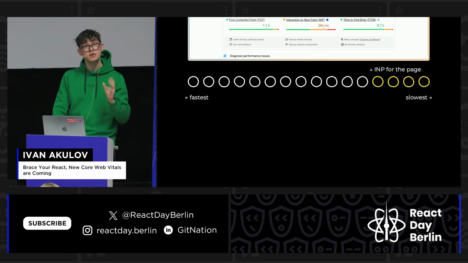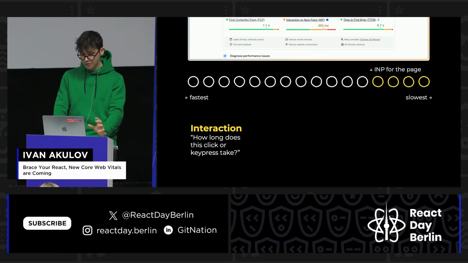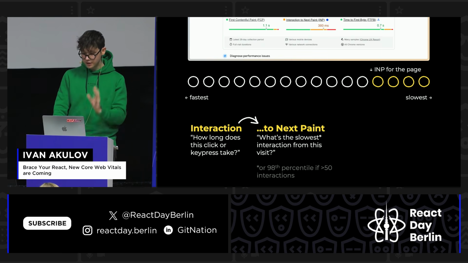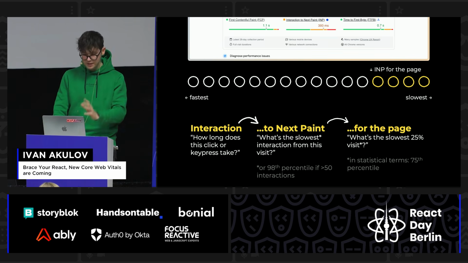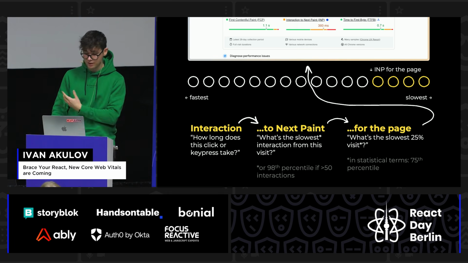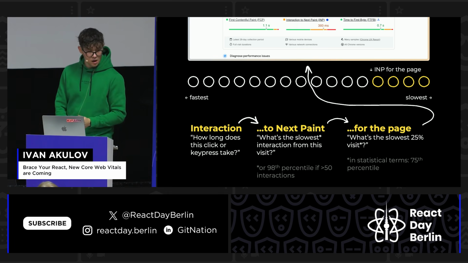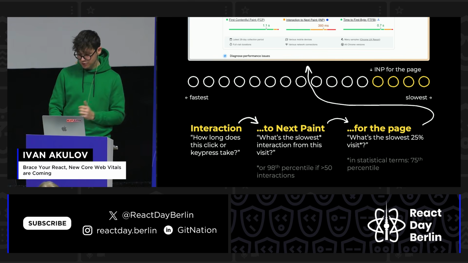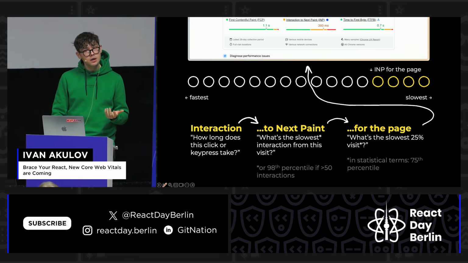So once again, what INP is: you measure every interaction, you pick the slowest one, then you collect all the slow visits, you pick the slowest 25% of all visits, and you get the INP for the page. And this INP for the page is yellow or red in almost every React app I've seen. So, well, now let's get back to our app. Our app is slow, and this makes INP also slow.